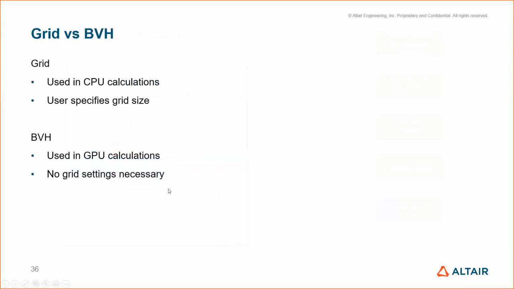So the grid approach is typically used in CPU calculations, and the user will specify the grid size. The BVH model is typically used in GPU simulations and is automatically calculating the bounding volumes each time period.